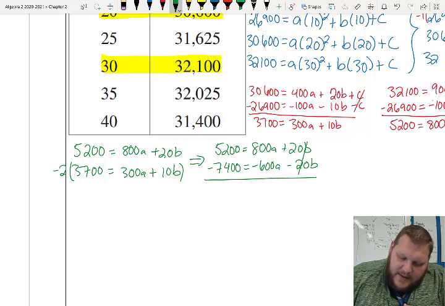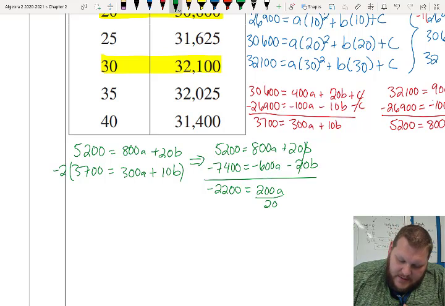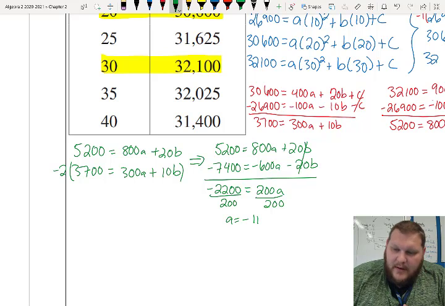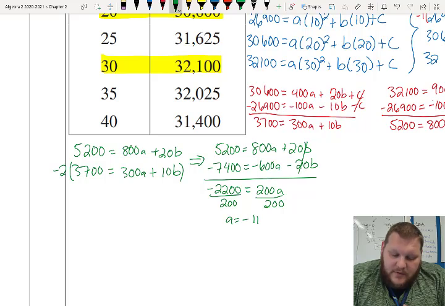So adding up, going down, my B's cancel out. I end up with -2,200 equals 200A. So divide by 200 on both sides, and we get that A is -11. All right, so -11 is my A value. Now I'm just going to start working my way back up the chain to solve for B and then to solve for C.